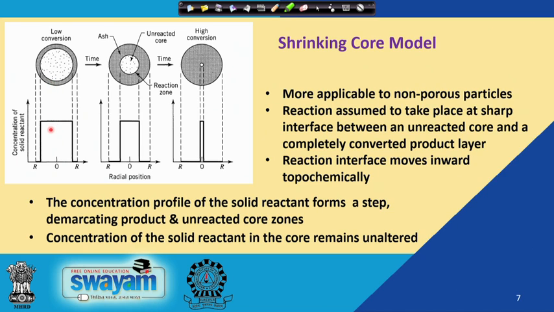The concentration of the solid reactant is step type: 0 in the product layer, and it retains its original concentration throughout the core. Gradually the volume of the core decreases, and finally it reduces to a point where the conversion is completed. So, the reaction interface recedes inward with time topochemically.